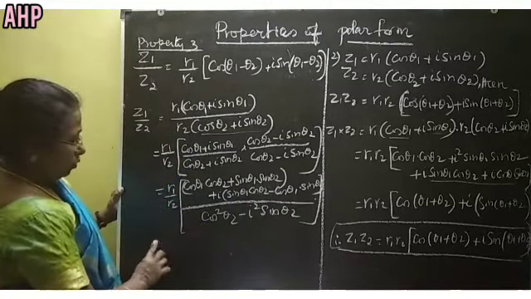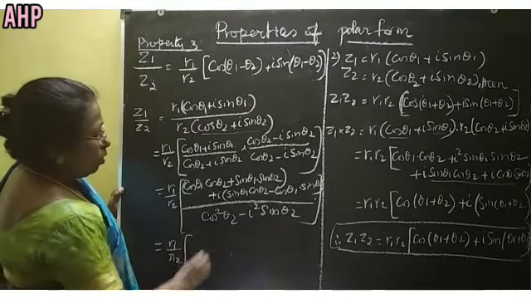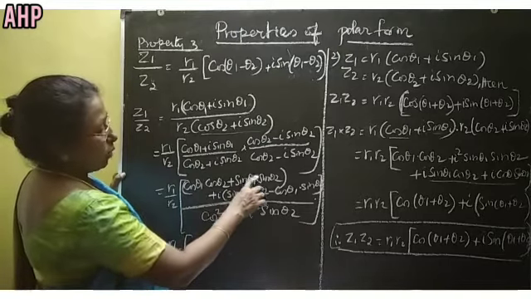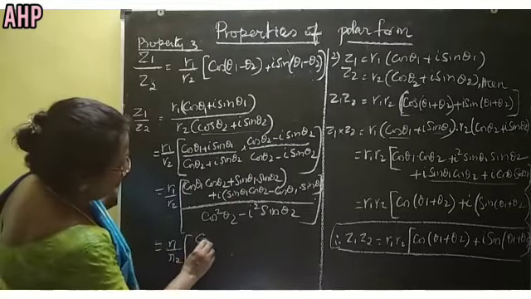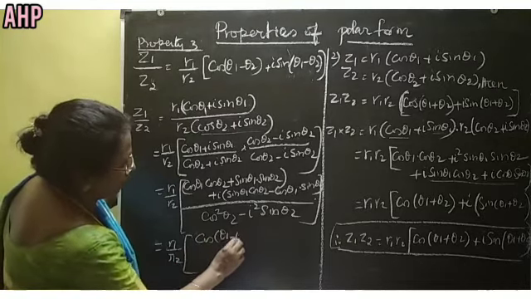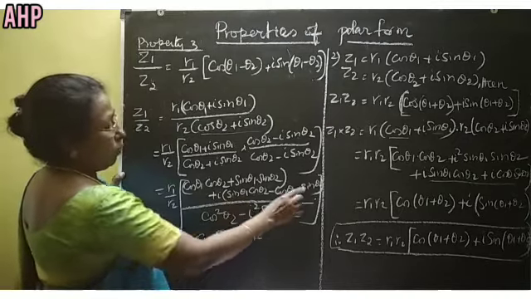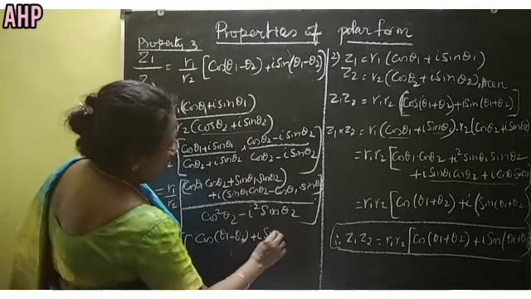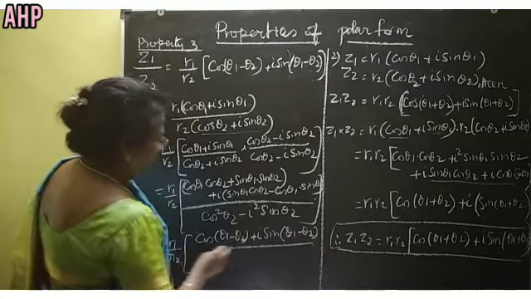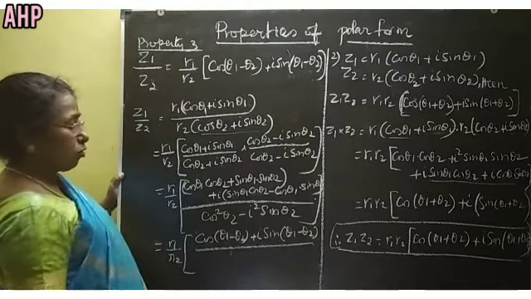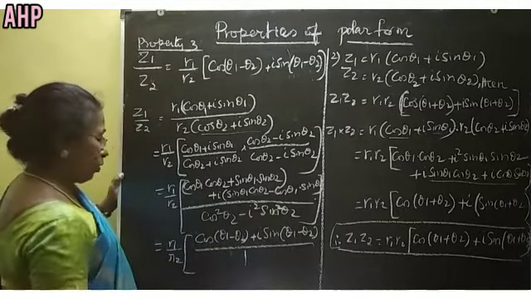So this is equal to R1 by R2 into, so this is of the form cos A cos B plus sin A sin B. So this is equal to cos(A minus B), cos(theta 1 minus theta 2), plus i into sin A cos B minus cos A sin B, which is sin(A minus B). So sin(theta 1 minus theta 2). And in the denominator, this i square is minus 1, so it will become plus. So cos square theta plus sin square theta is going to be 1.